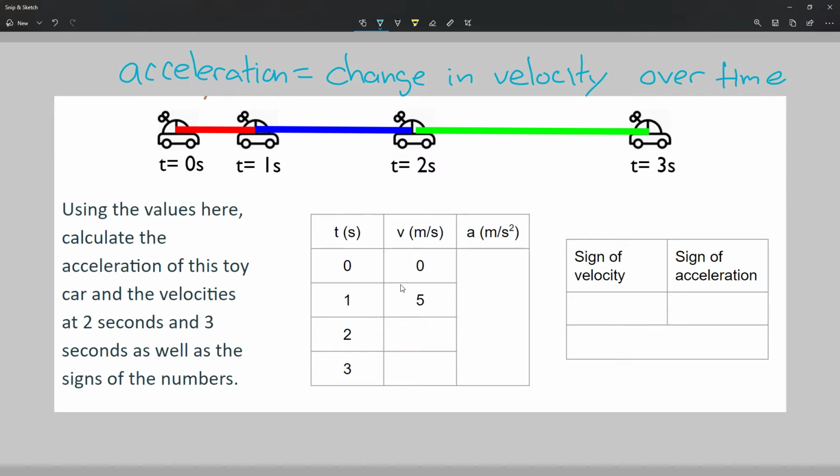Let's take a look at this table. My velocity is changing in 1 second from 0 to 5. If my acceleration measures how much my velocity changes each second, then what's my acceleration here if my velocity went from 0 to 5? Well, my velocity changed by 5 meters per second in this second. So my acceleration is 5 meters per second squared.